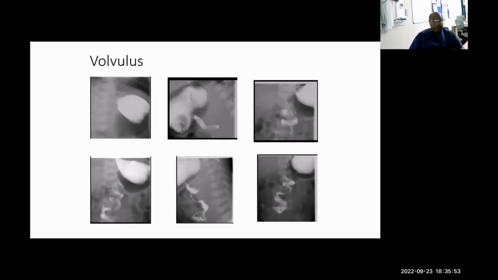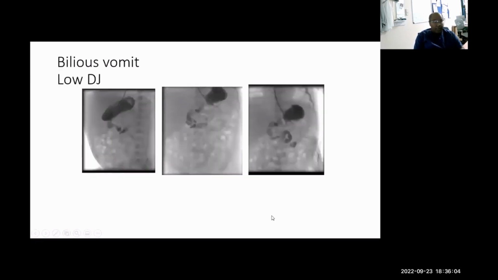This again is an example of a corkscrew appearance, which is considered very pathognomonic of a volvulus, where it goes onto the right side, does not cross as a C loop onto the left side, and it's very tight.